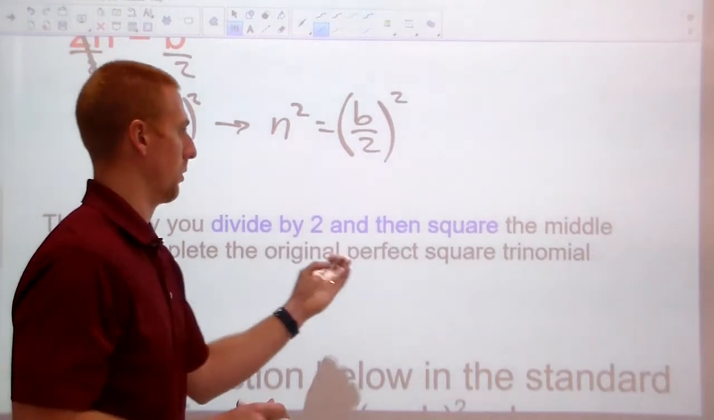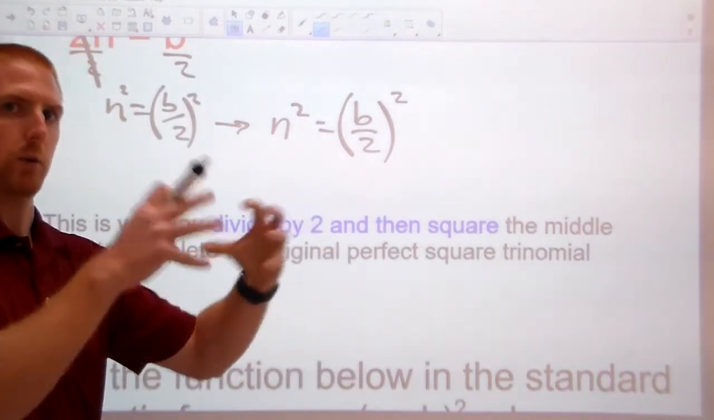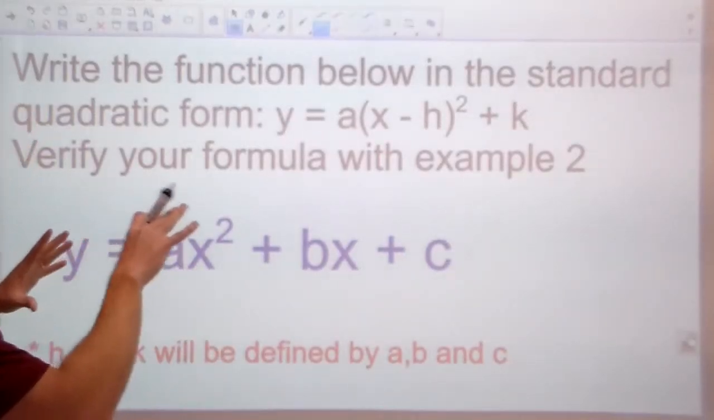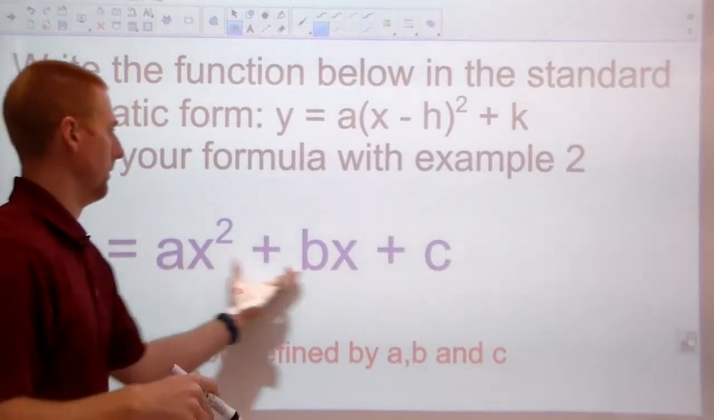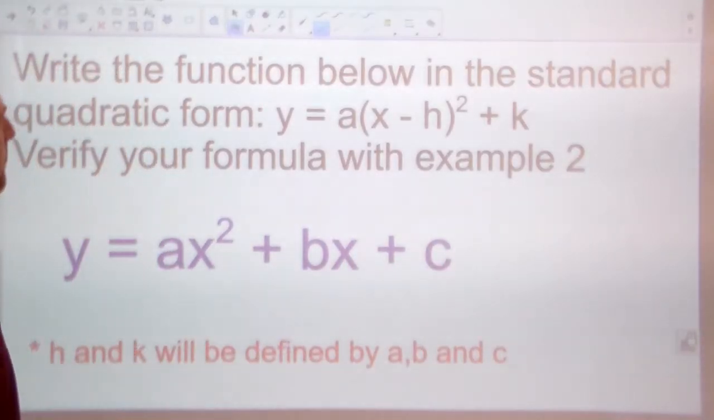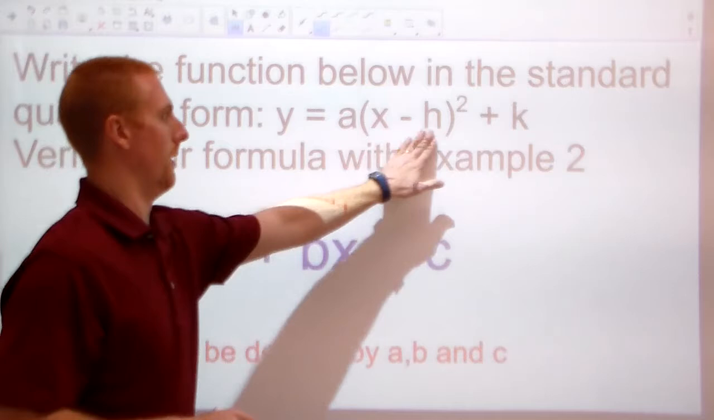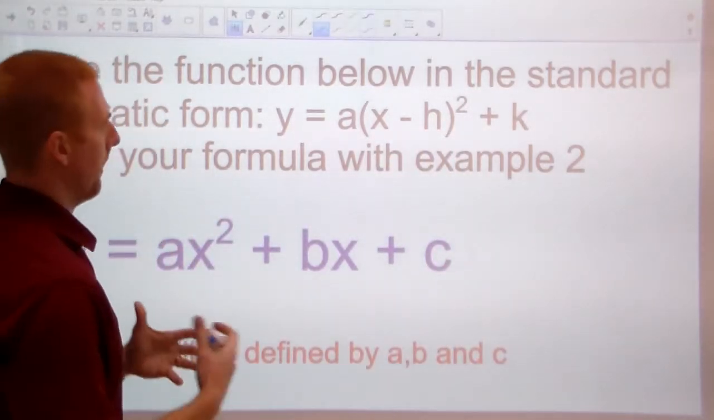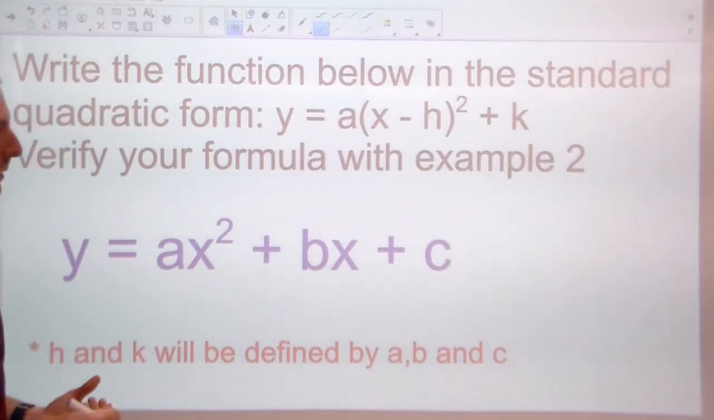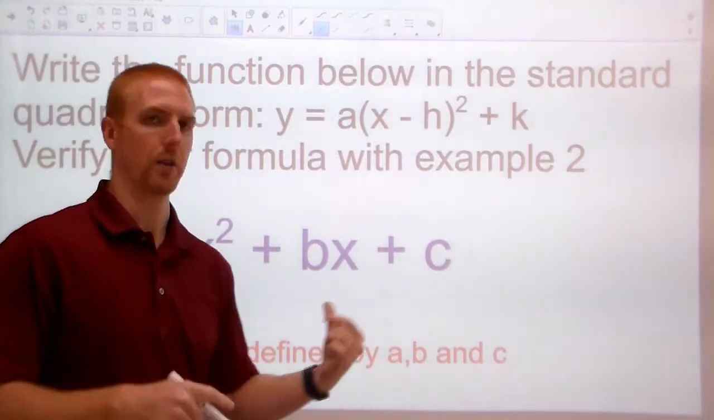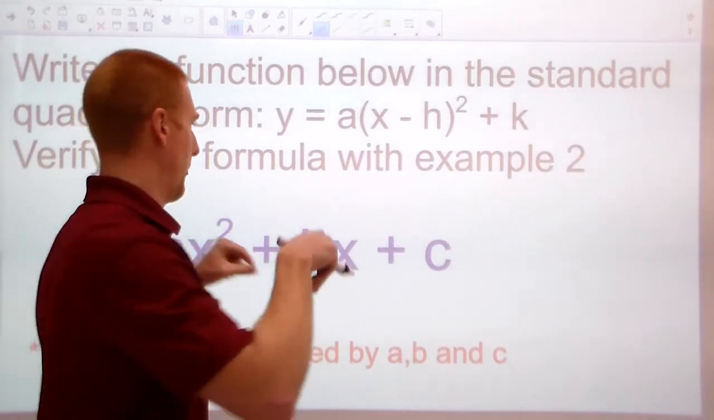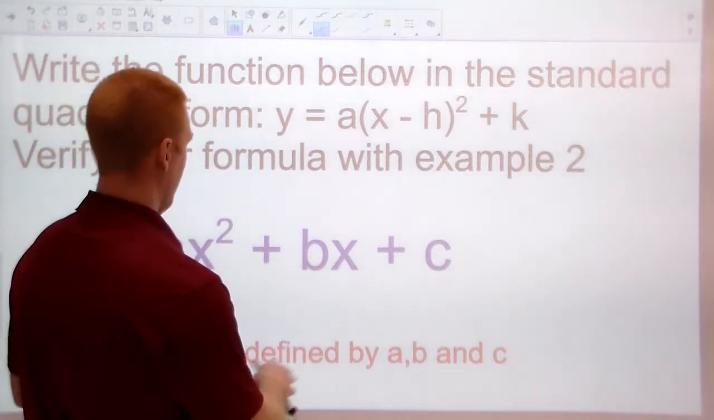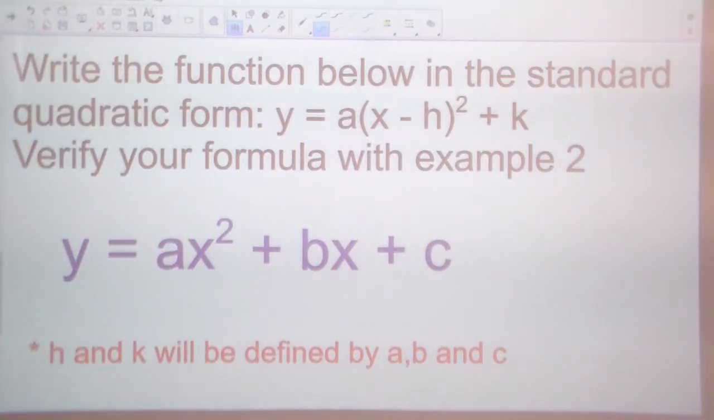Because again, you're trying to create that perfect square trinomial so you can factor it back down to a perfect square binomial. The last piece I want you to do is take this trinomial in polynomial form and turn it into the standard form for a parabola, not hyperbolas yet. And verify your formula with example 2. So we'll run back through example 2, and I'll make sure that what you come up with is going to work. I made a little note here: h and k will be defined by a, b, and c.